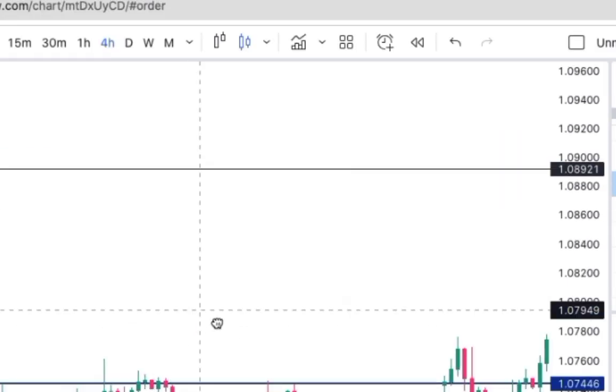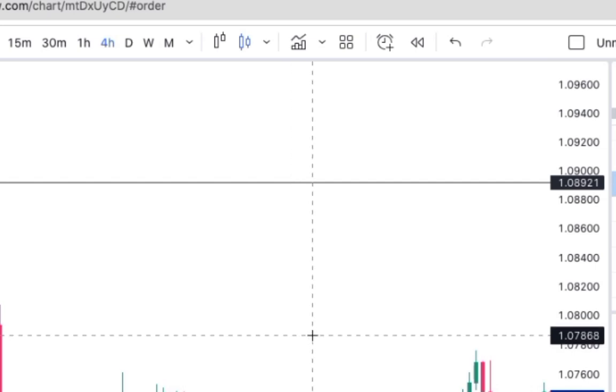With this method, you can easily analyze your trade and take trades.